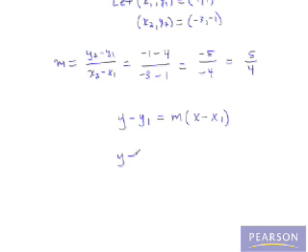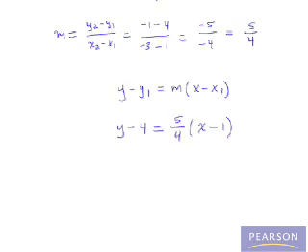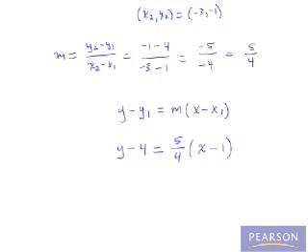So substituting our values, we have y minus y1, which is 4, equals m, our slope, 5/4, times the quantity x minus x1, which is positive 1. Now, if this problem had said to put our final answer in slope-intercept form, then we would want to solve this equation for y. However, this problem wants our final answer in the form of ax + by = c.